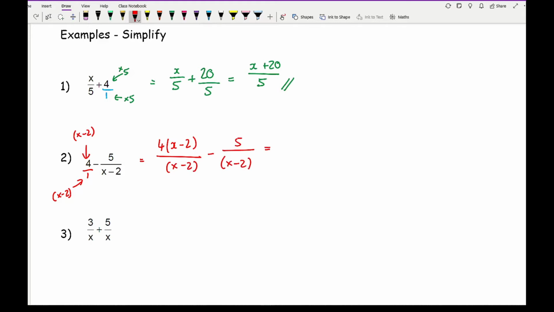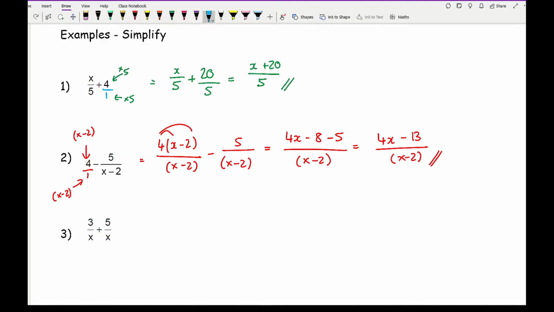So multiplying this out, and I'm going to multiply this bracket out. Now again, I would leave the denominators the same. So if you have got brackets, I strongly recommend that you do leave that the same. But here we're going to have 4x minus 8 minus 5 over x minus 2. And simplifying the numerator, I'm going to end up with 4x minus 13 over x minus 2. And then I can just check to see if I can simplify that. No, I can't. So that there is my final answer.